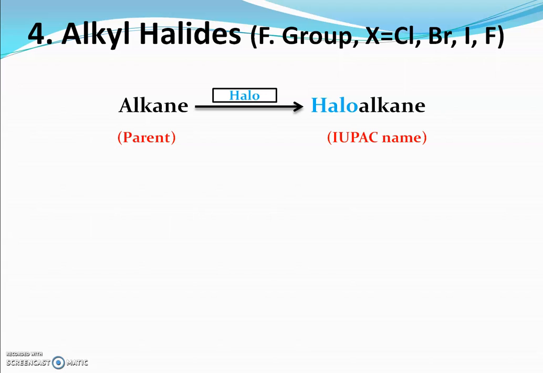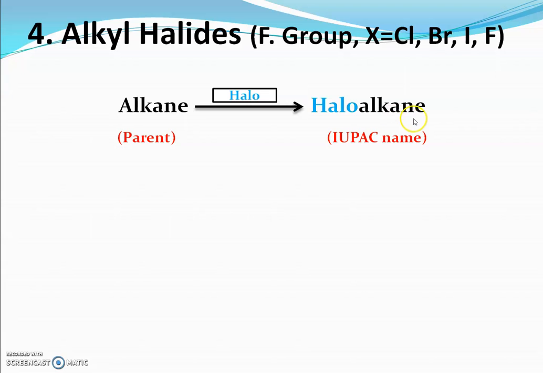The basic rule for naming alkyl halides is the same. You have to decide the name of the parent alkane, and after deciding the parent alkane you have to add the word halo before alkane. That's why the IUPAC name of an alkyl halide is haloalkane. This is the IUPAC name of alkyl halides.